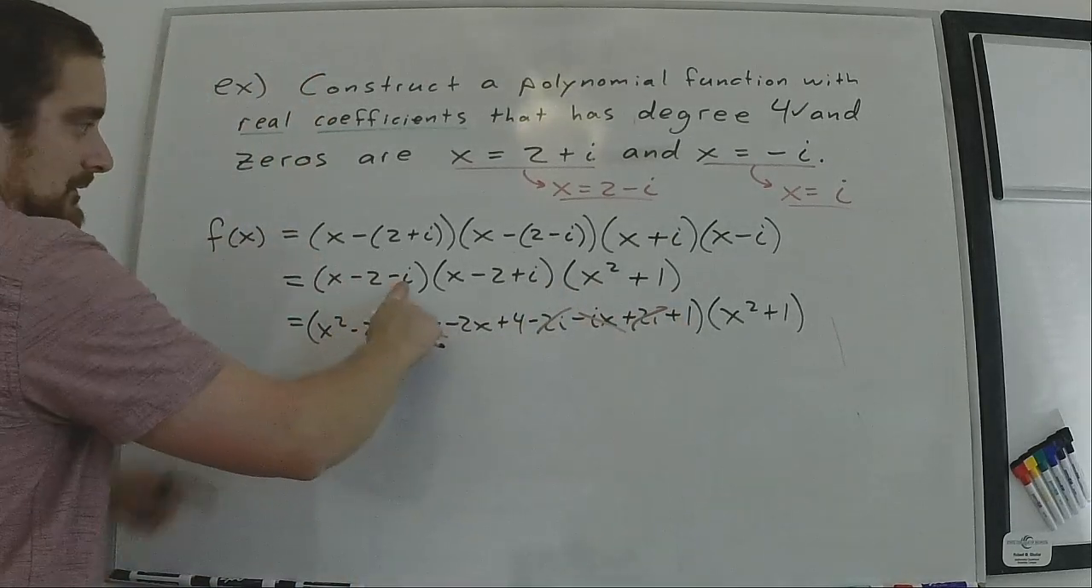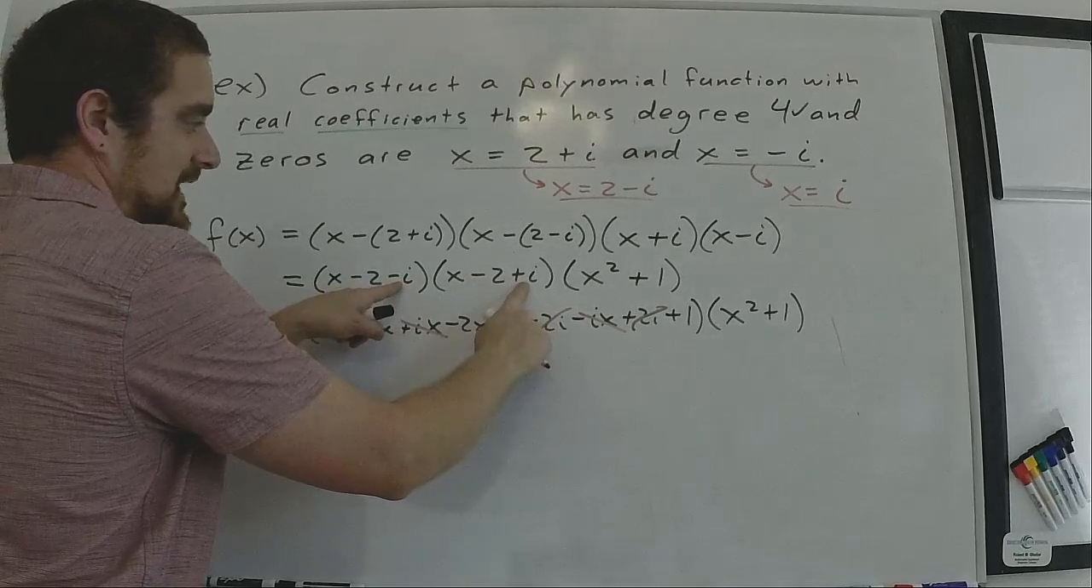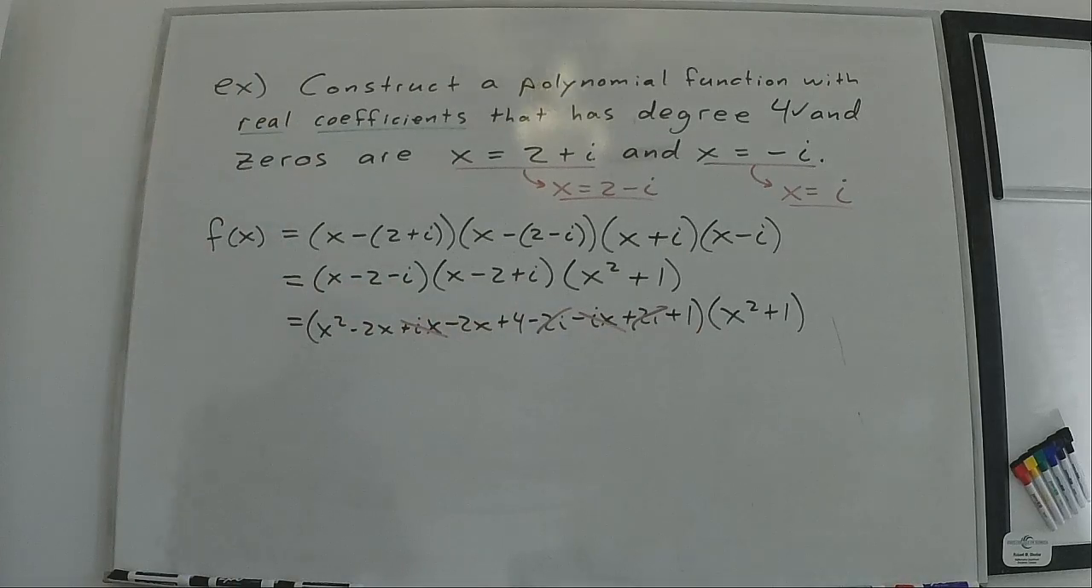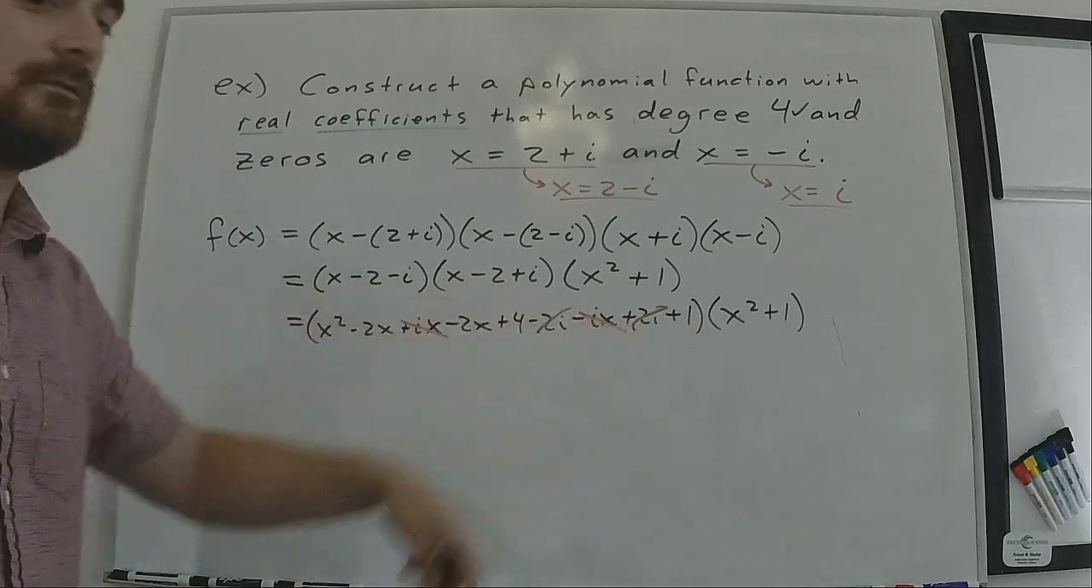And again, the last negative i times the last positive i gives me a negative i squared. We never leave i squared. We write that as negative 1, but because of that extra negative, it's now plus 1.